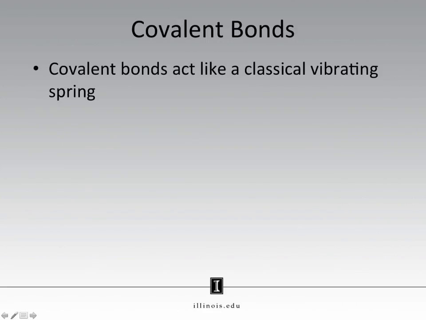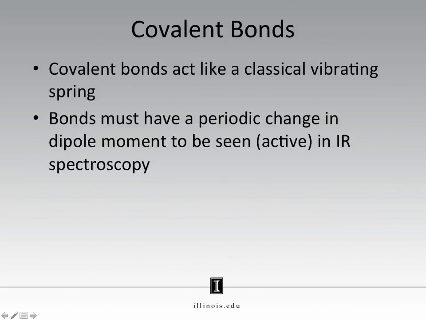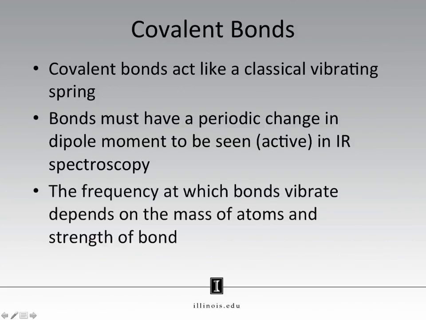To begin, let us have a short discussion on covalent bonds. You can treat covalent bonds like a classical vibrating spring. If your bond has a dipole moment, in other words, if your bond is polar, and that dipole moment changes as your bond stretches and contracts like a spring, it is what we call IR active. It will produce a peak in the spectrum. Where that peak appears in the spectrum depends on what wave number of light it absorbs. What wave number of light it absorbs primarily depends on two things: the mass of the atoms in the bond, and the strength of the bond.